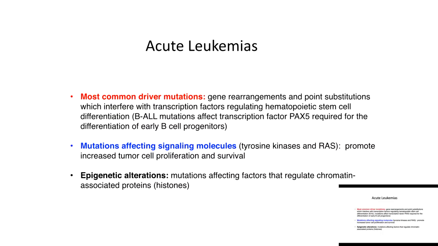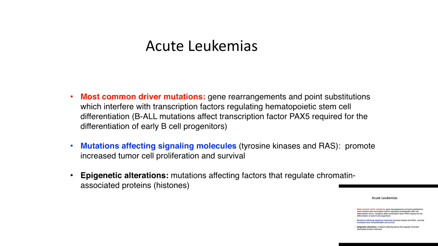Let's start with the acute leukemias. In acute leukemias, the most common mutations are driver mutations. These mutations are usually gene rearrangements or point substitutions, which basically interfere with those transcription factors that normally regulate the differentiation of the stem cells. A very specific example being the transcription factor PAX5.